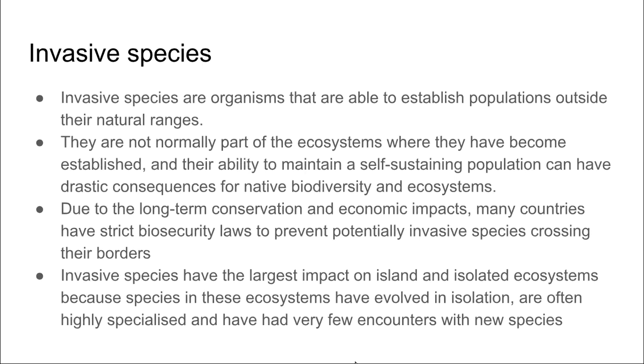Invasive species have the largest impact on island and isolated ecosystems. This is because the species in these ecosystems have evolved in isolation, which means they are often highly specialized and have very few encounters with new species. So they don't have the variation which we would see in larger populations that are affected by quite a large number of factors. So they're just a few of the reasons how we can see ecosystems change.